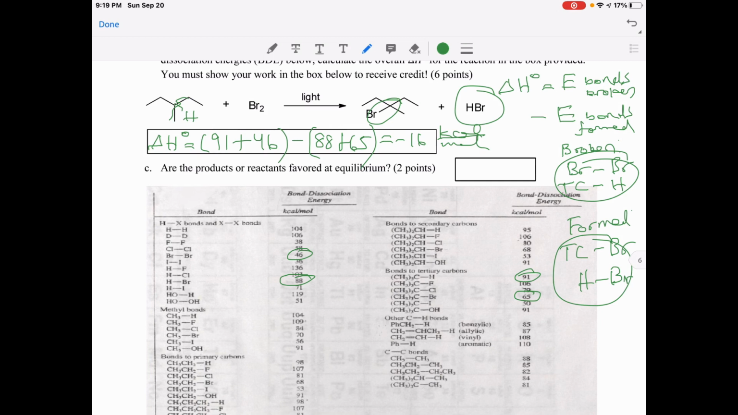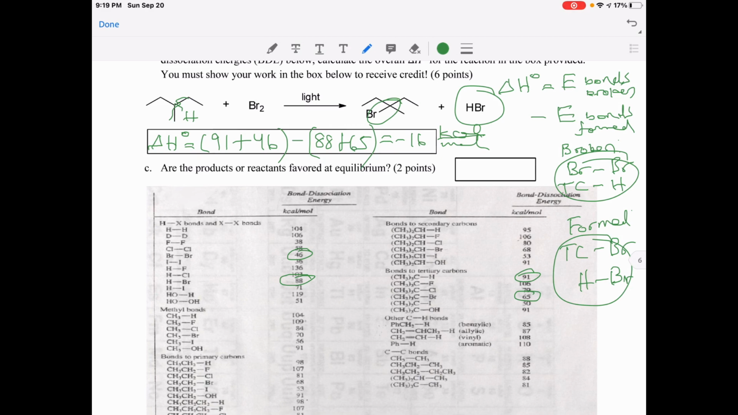And from this enthalpy of reaction, the standard enthalpy of reaction, it tells us that we are essentially losing energy in this process. It's an exothermic reaction. And what does nature want to do? It wants to go to the lowest possible energy state.